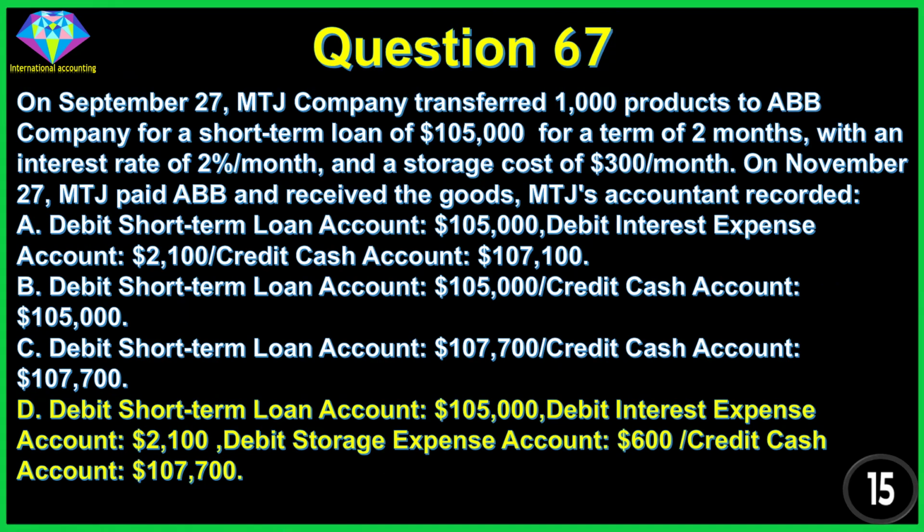E. Debit short-term loan account $105,000, debit interest expense account $2,100, debit storage expense account $600 per credit cash account $107,700.